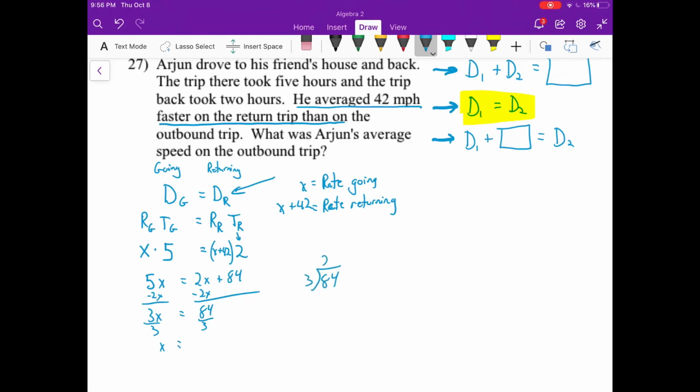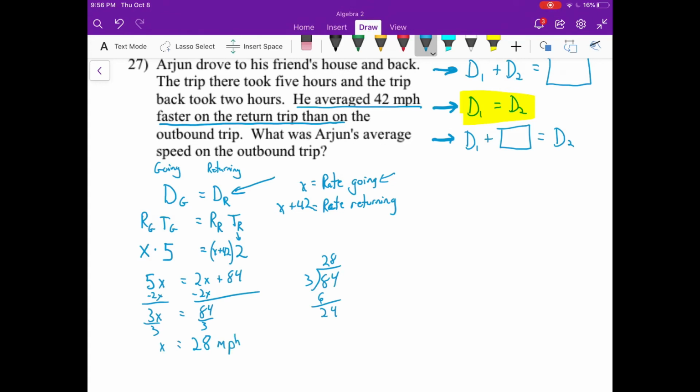Can't think right now. 2, 6, 28. So X equals 28. That was the going rate. That was going or the outbound, so 28 miles an hour.